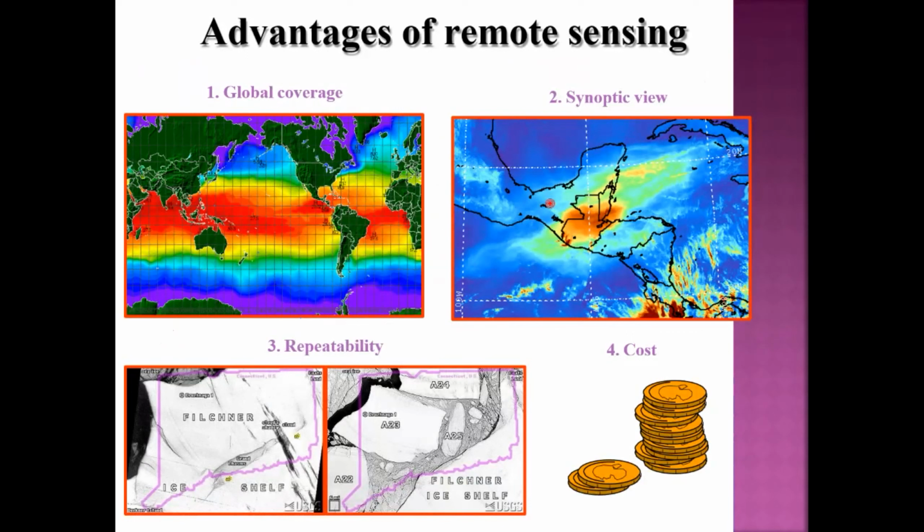Here you see advantages of remote sensing. We can say that a very large geographical area can be covered by remote sensing. So the first one is global coverage. We can do it for any weather forecast or any cyclone, or for other data like greenery and forest. Any data for a very large geographical area, we can obtain using remote sensing. And synoptic view is used for the weather forecast.